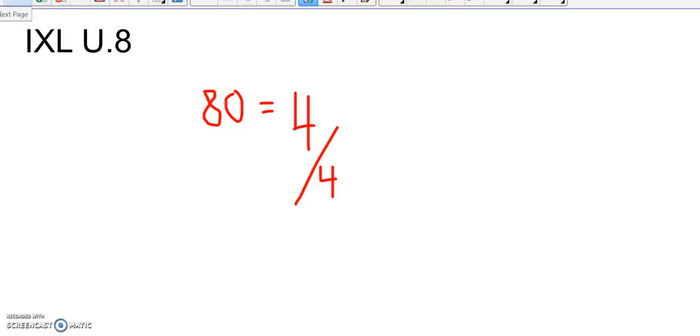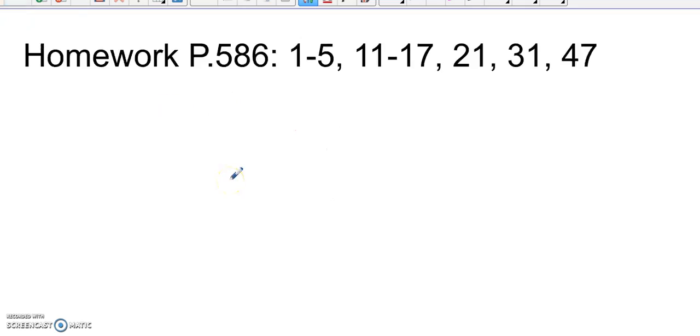And then your homework over the weekend is going to be this, page 586. All of these problems listed here. So please make sure that gets done for when you come back on Monday.